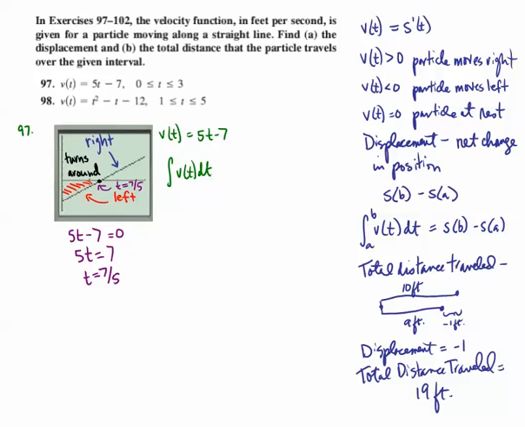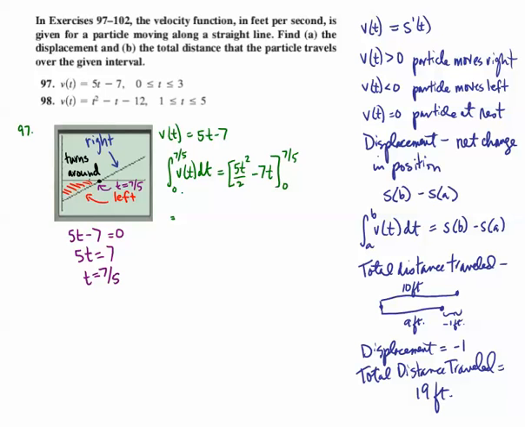All right, so what we want to do then is, if we were to find the integral from t equals 0 to t equals 7 over 5, then that should give us the distance that we moved to the left. And so let's see, what is the antiderivative of 5t minus 7? It's 5t squared over 2 minus 7t, and we want that from 0 to 7/5.